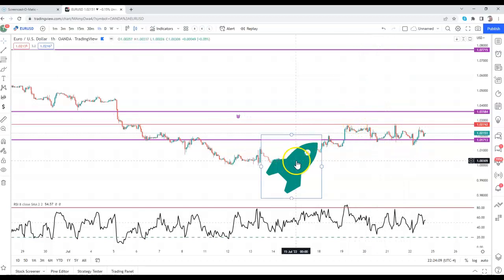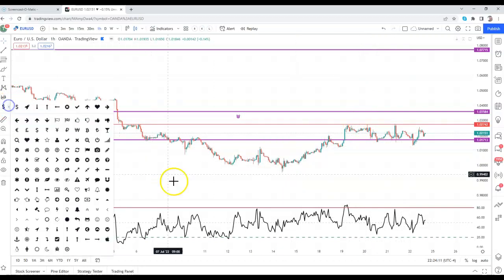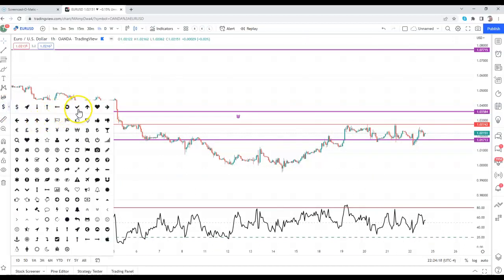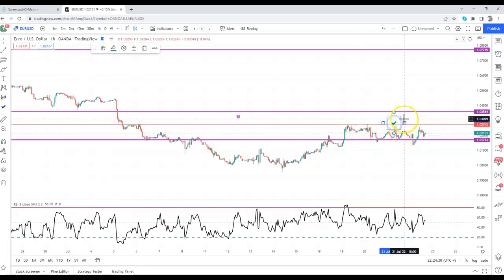So you have different icons that you can draw up and implement on your chart. You have check marks, so when target hits, you can just drop that check, right? No pun intended, huh? Boom.